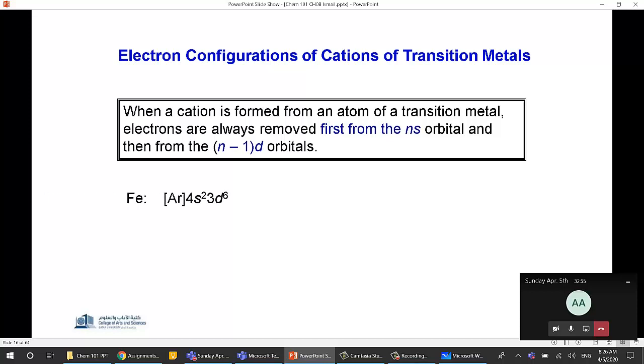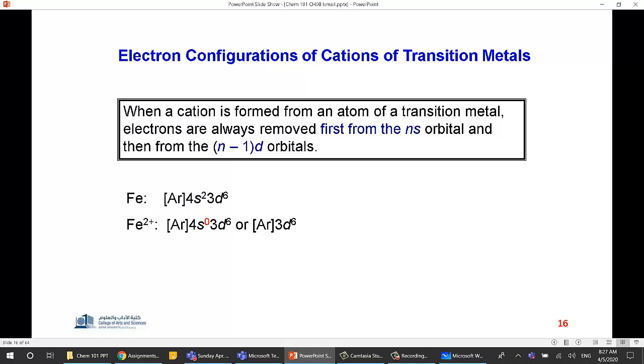So let's take an example. Iron has an electronic configuration of argon 4s2 3d6. If you want to make Fe2+, then you take the electrons from the s first, not the d, because of the first in, first out rule. Therefore Fe2+ has 4s0 3d6, or simply argon 3d6. You see here that we've taken the electrons out of the s orbital, not the d orbital.